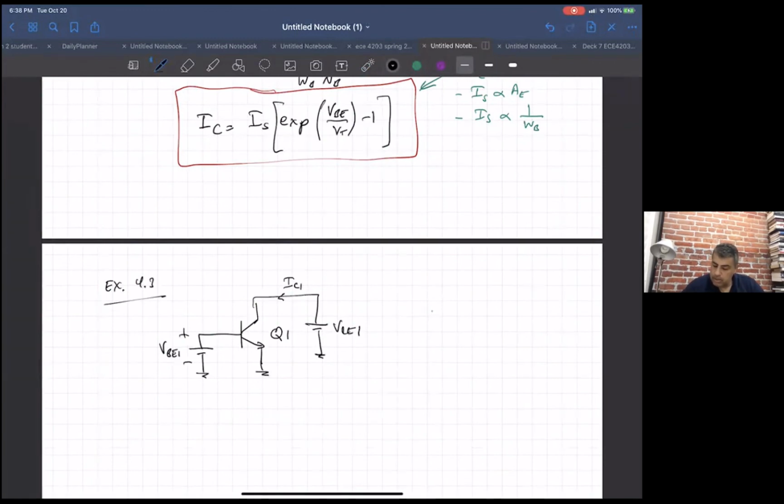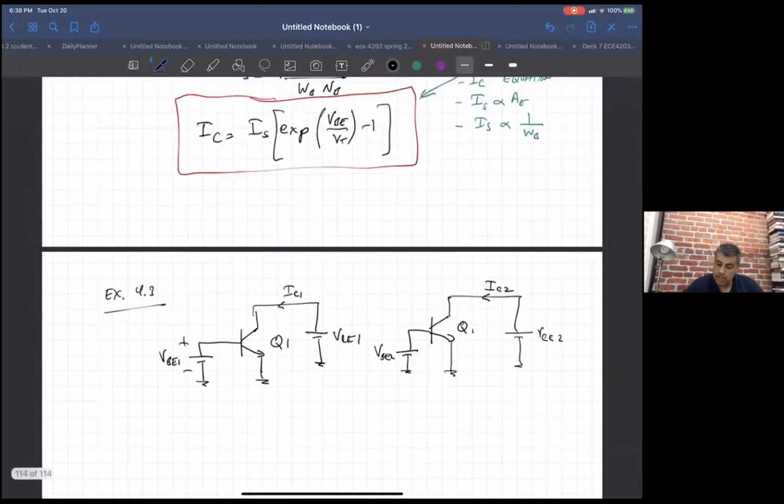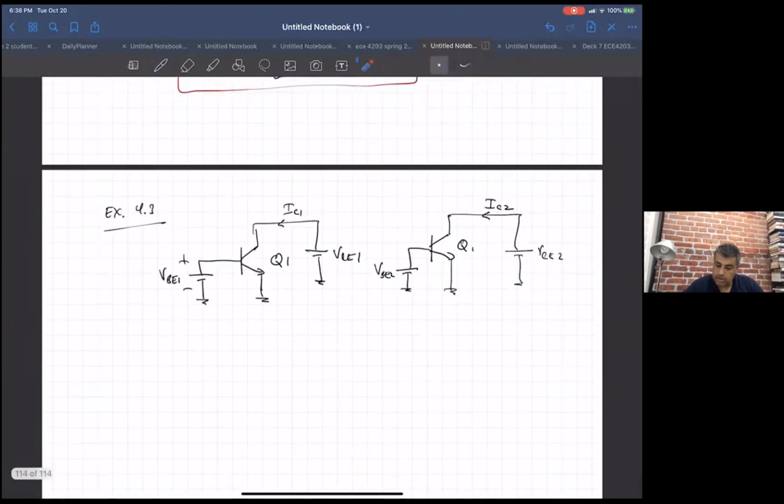And then I'll take the same transistor and I'll give it a different VBE. I'm going to call that VBE2, and then VCE2. Okay, and that'll give me a different collector current, right? Because the collector current is a function of VBE. So if I have different VBEs, I'll get different collector currents.